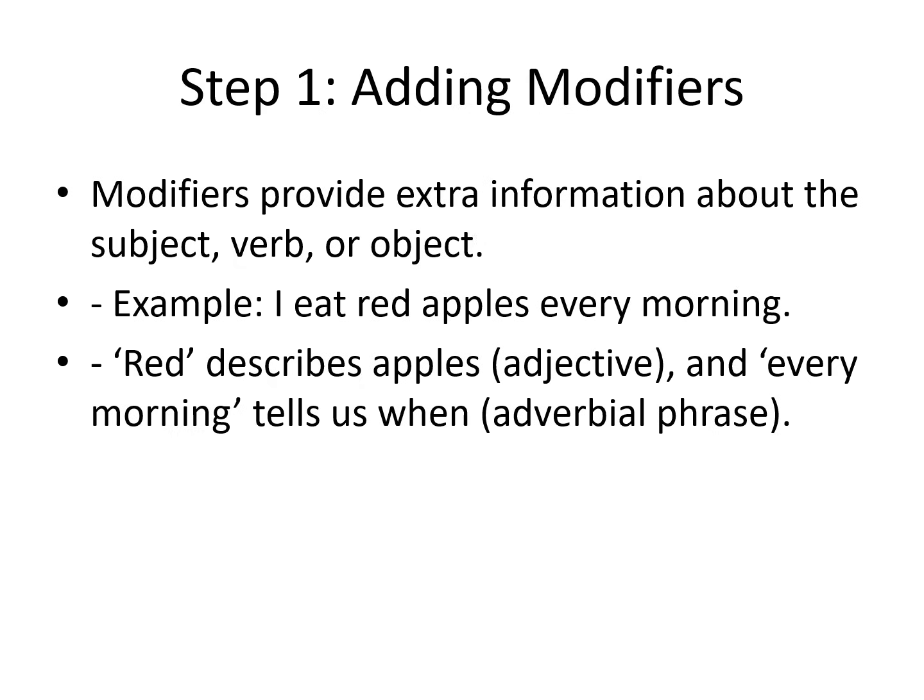For example, instead of saying, I eat apples, you can say, I eat red apples every morning. Here, red is a modifier because it describes the apple. Every morning is another modifier that tells us when you eat them. These details help to paint a clearer picture. You can place modifiers before or after the subject, verb, or object, depending on what you want to describe.